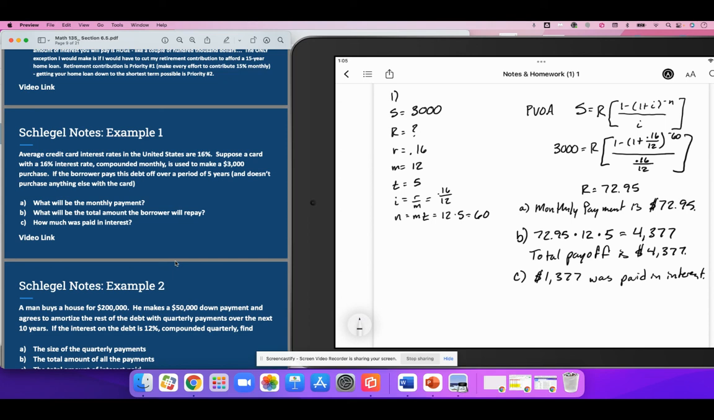Yeah, mister, but the monthly payment was really cheap. Yeah, it was, but it cost you $1,377 to do that. Why would you do that? I don't know. Moving on.